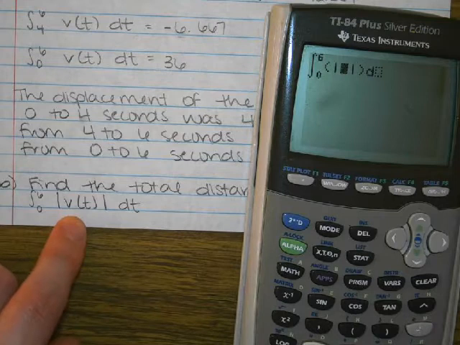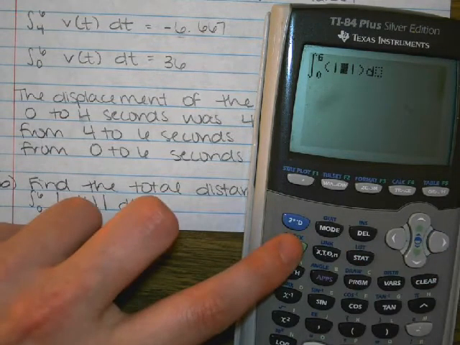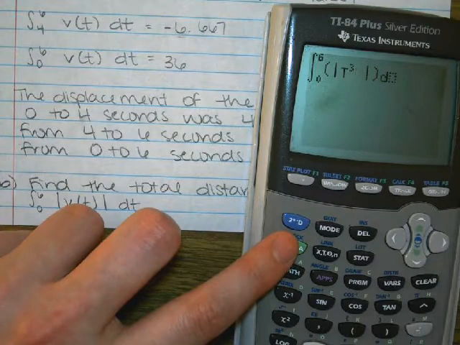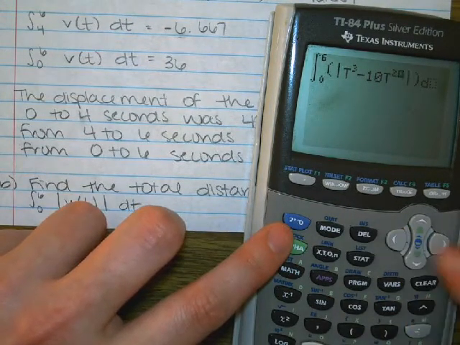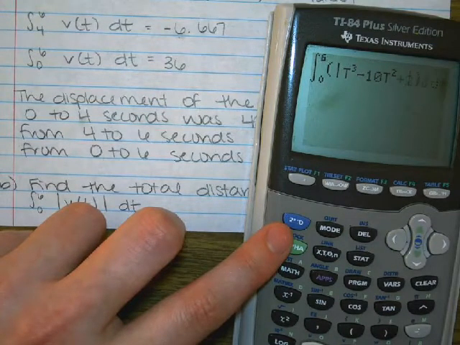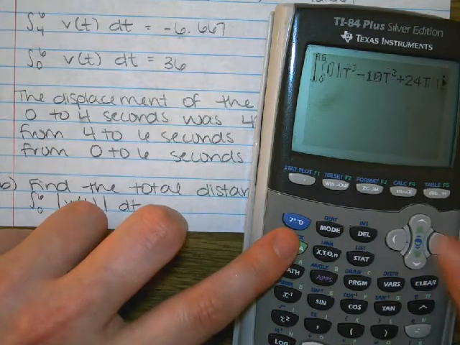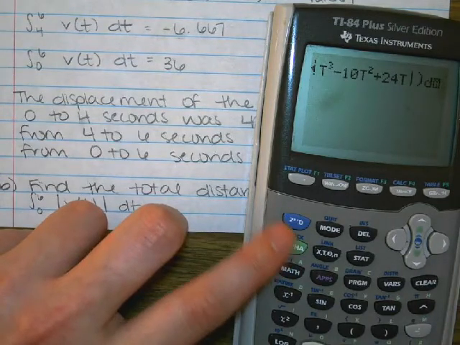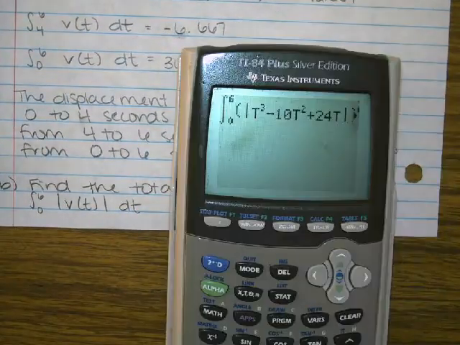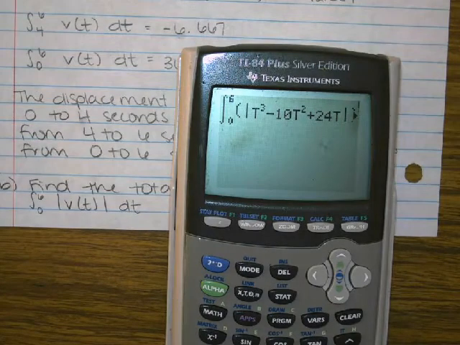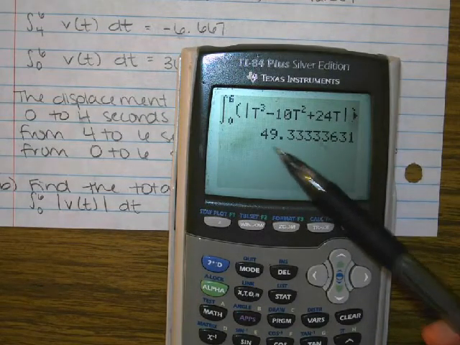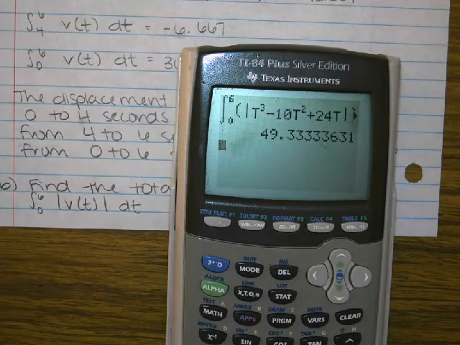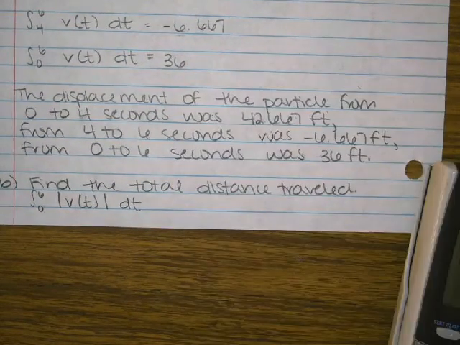I'm going to go ahead and type the equation in again. So we've got t to the third minus 10 t to the second, and then plus 24 t dt. It's taking longer for the calculations this time. So the total distance that it traveled over those 6 seconds was 49.333 feet. And if you have space on your notes, you can go ahead and write that in a sentence.